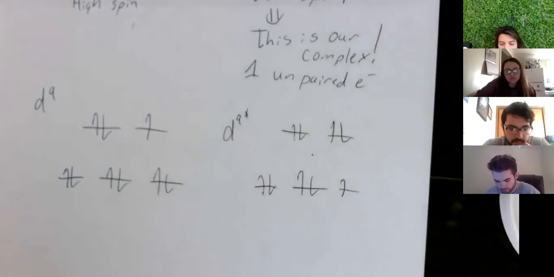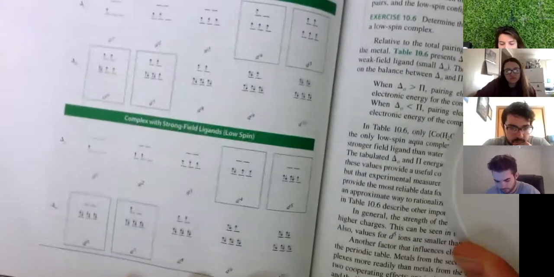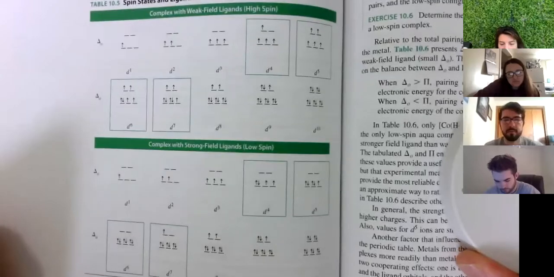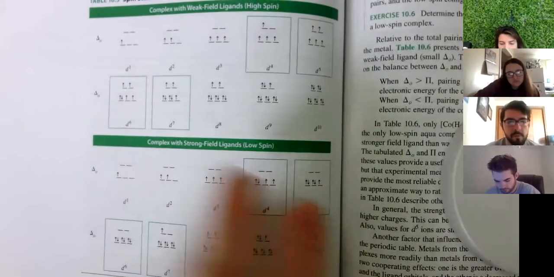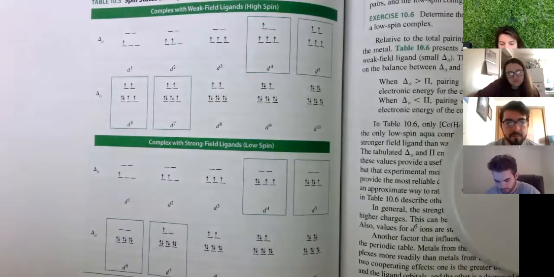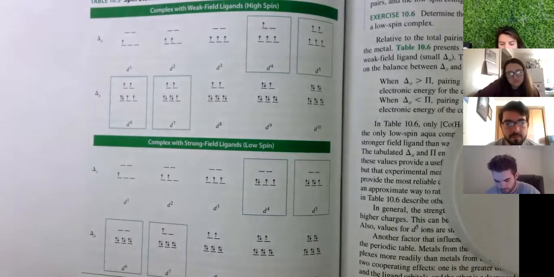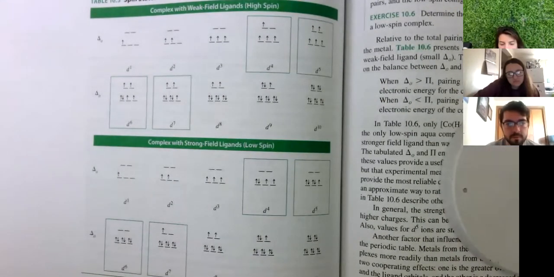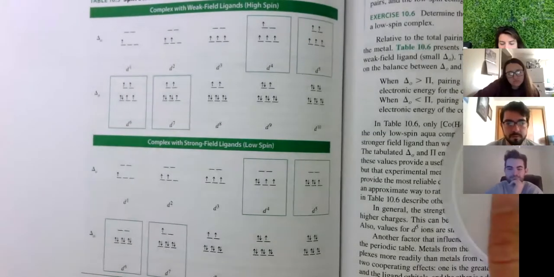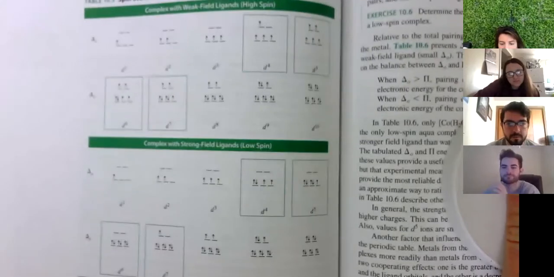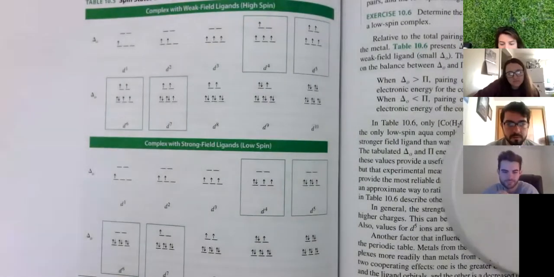Here it is. It took me forever to find it. So what it's showing is the different cases. You've got the high spin up top, the low spin on the bottom. And as you can see, the ones that are boxed are systems that can have a difference. So in this case, you wouldn't really call it high spin or low spin. You would just call it a D8 system. Does that make sense? Yeah, that's what I was looking for.